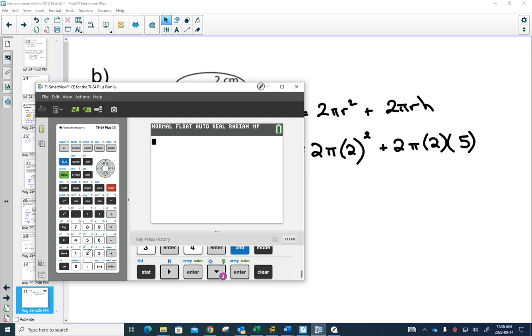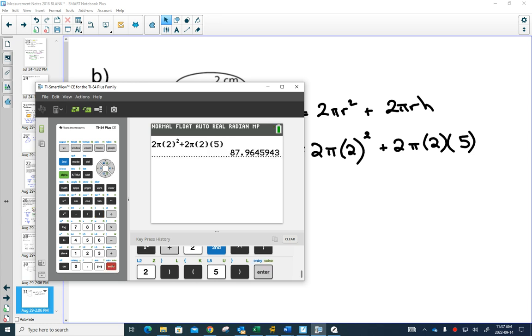What I'm going to do is type in 2, and then pi, and then a bracket, and then a 2, and then a bracket, and then squared, plus 2, and then pi, and then bracket, 2. So a good calculator will allow you to type exactly what you wrote into the calculator. And if you type exactly what you wrote into the calculator all at once and push enter, your answer is perfect, 87.9645943.